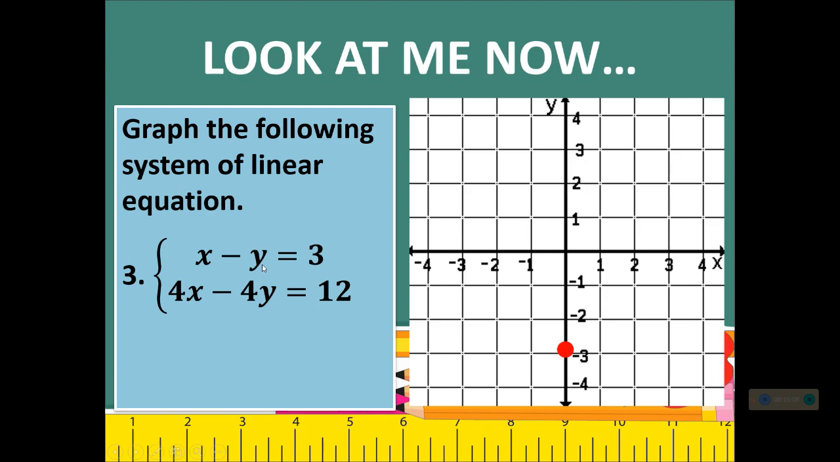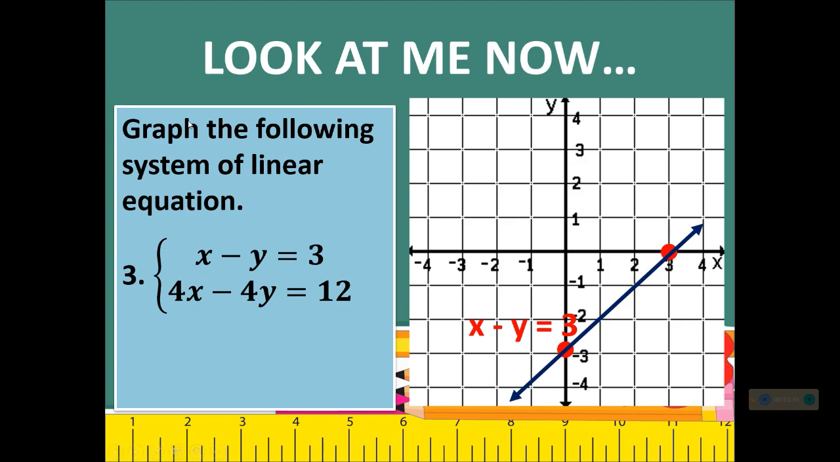Next, let's find the x-intercept of the first equation. So we are going to cover up y. So you will have x equals 3. So you are going to plot x equals 3, or (3, 0) here. Okay? And then connect the points and label that as the graph of x minus y equals 3. Question?